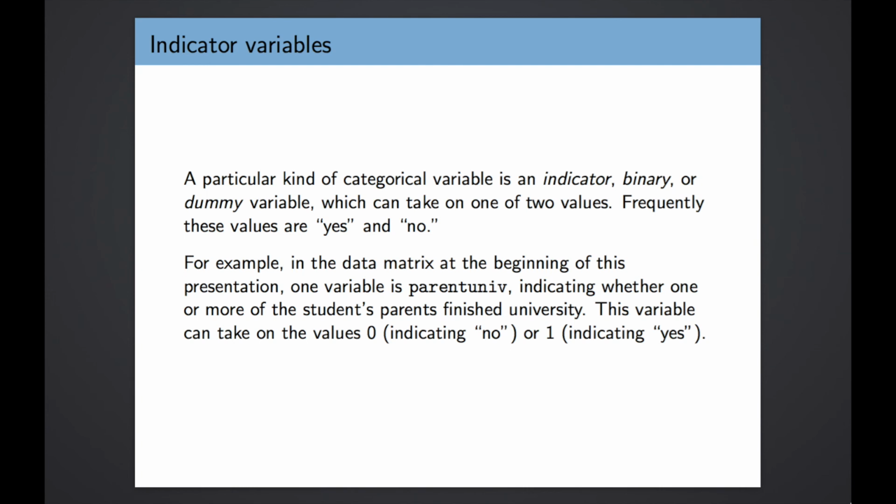I can do this with lots of different questions. So there are lots of potential uses for a variable like this. Lots of datasets have them. You might remember in the data matrix that was my example at the beginning of this lecture, I had a variable called parent univ that was an indicator for whether one or more of the student's parents had finished university. So when that variable was equal to 0 in the data set, that meant that neither of the student's parents had finished university, and when it was equal to 1, that meant that one or more of that student's parents had finished university.